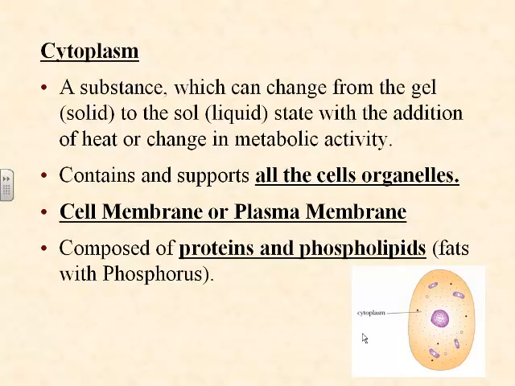Now, the cytoplasm is the jelly-like inside of the cell. It contains and supports all of the organelles, but it really is like a jelly. And around it is that cell membrane or plasma membrane.